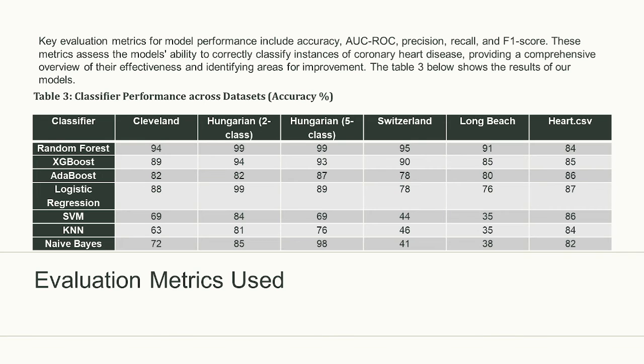We got 94 percent accuracy in Cleveland with random forest, 99 on Hungarian, 2 class, and 99 with 5 class. Switzerland 95 as the best accuracy and 90 with XGBoost. Long Beach 91 with random forest and 85 with XGBoost. Heart.csv 85, 86, and 87 as the best accuracy with logistic regression.